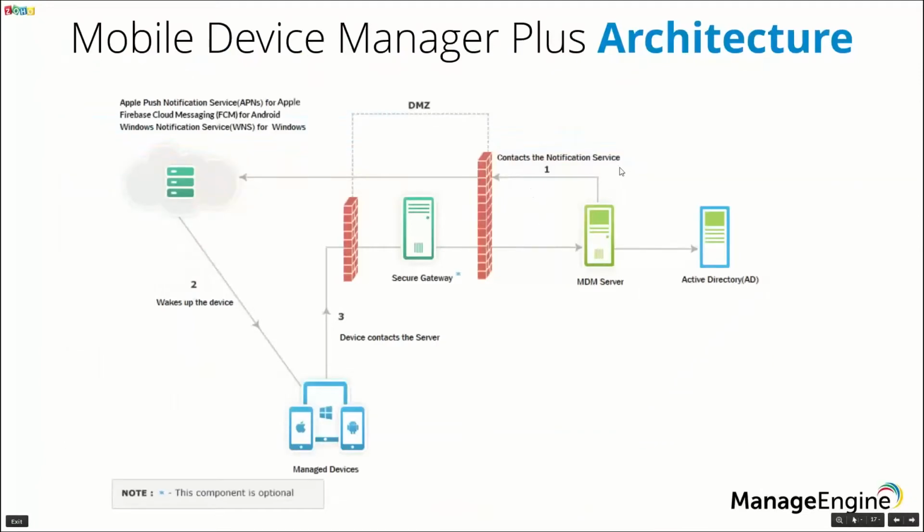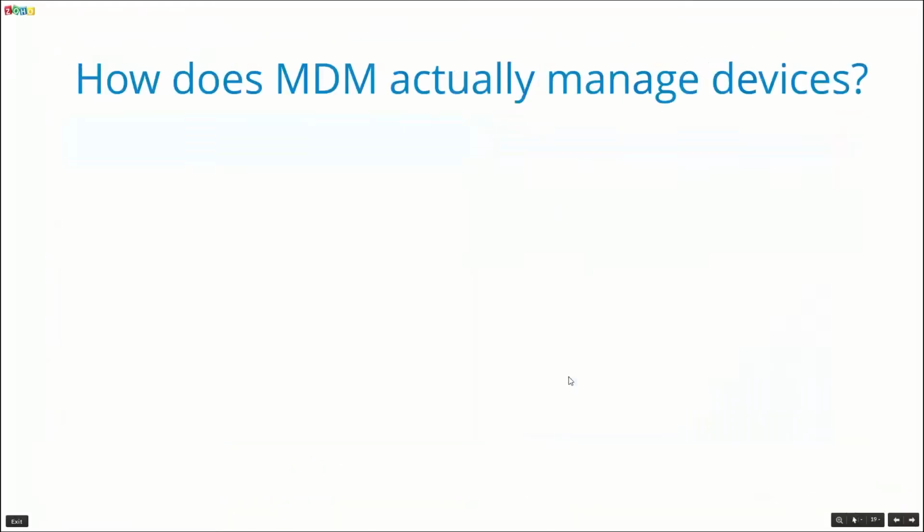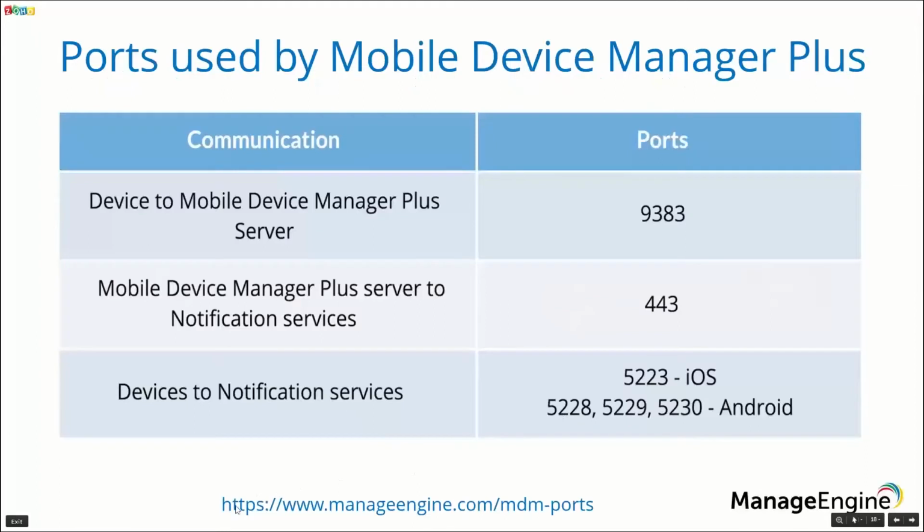But if you go with cloud, the instance will already be available in the data center, so it is already available on the cloud to reach, and the notification services are available on the internet. The only thing you need to make sure is the device has an internet connection, either on home Wi-Fi or corporate Wi-Fi or mobile data. If they have an internet connection, you could easily manage them when you go with the MDM cloud instance. But if you go with on-prem, you need to allow these ports in your network. You can also go through the below mentioned URL to know more about the inbound and outbound port information.